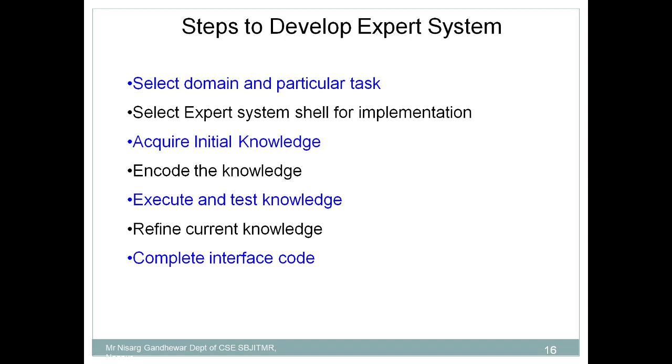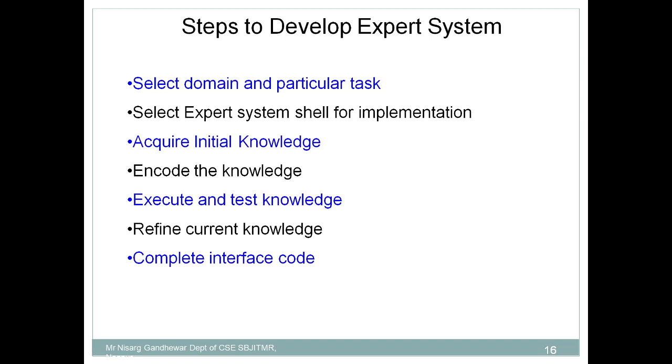And finally you will complete the interface code. Interface code means what? GUI, that is the user interface. So slightly you can modify the user interface as per your requirement. So these are the steps that you need to follow in order to develop an expert system for a specific domain.